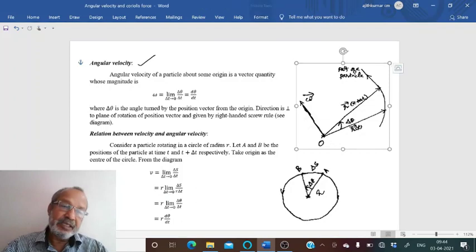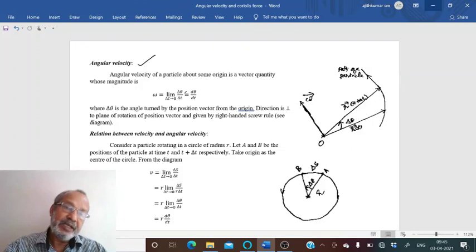Angular velocity is the angle turned by time taken, just like linear velocity is displacement by time. Delta theta by delta t. To understand this, let us consider a particle which is moving along this path.